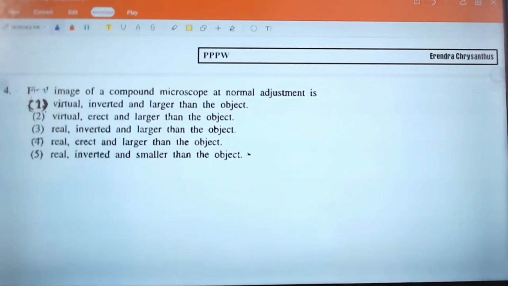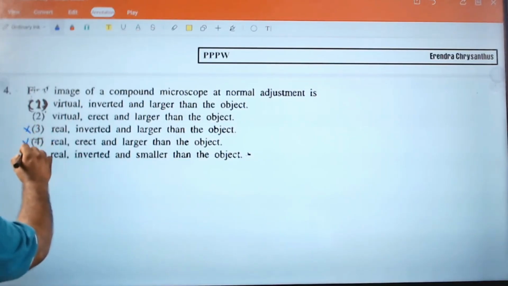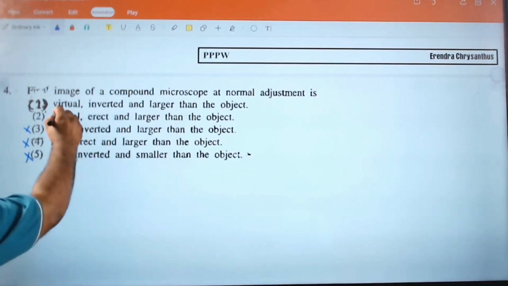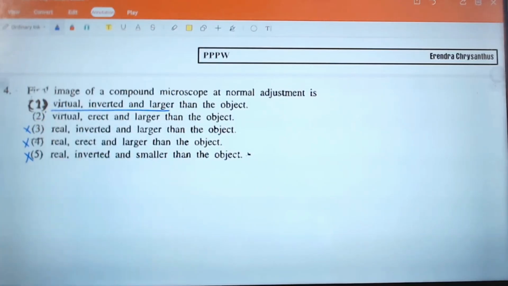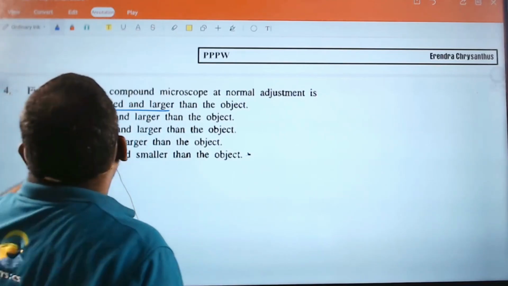MCQ number 4. Final image of a compound microscope at normal adjustment. It's formed at the least distance of distinct vision. It's formed in front of your eye, virtual, inverted, larger than the object. Virtual, inverted, it can't be real. All these answers are wrong. Correct answer is this. So the fourth one, answer number 1. Right, moving on.